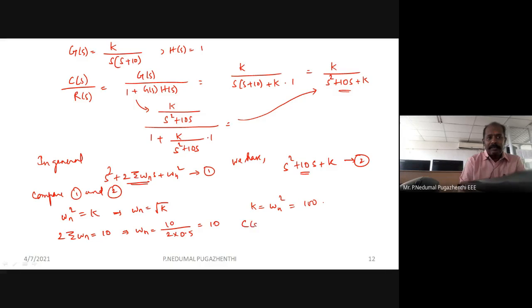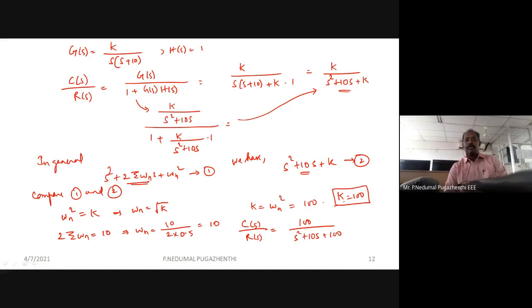So my C of s by R of s can be written as 100 divided by s squared plus 10s plus 100. And what is first asked? I want what is k. So k is found. Any doubts up to this point?